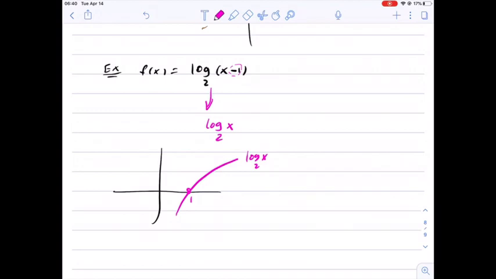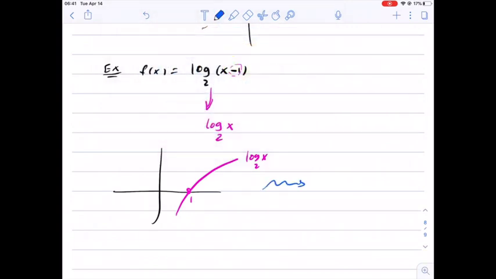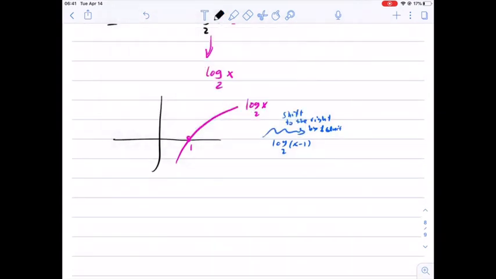And then, as you can see, we subtracted 1 from the variable, not from the whole logarithmic function. And that means we make a shift to the opposite side. If we subtract a number from the variable, we make the shift to the right. And if we add, we make a shift to the left. So here we subtracted 1. That means we make a shift to the right. Log base 2 of x minus 1, we make a shift to the right by 1 unit, or 1 step.